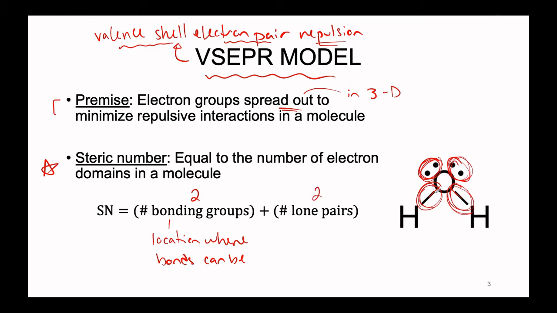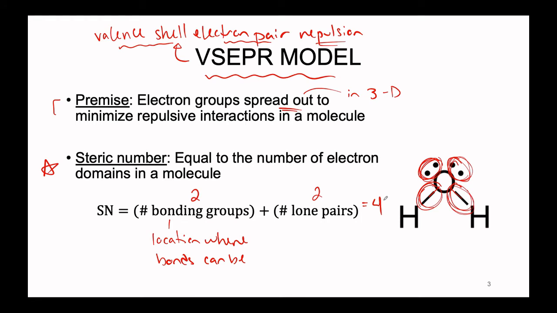So notice we're not counting individual electrons, we are counting pairs of electrons. When it comes to the bonding pairs, we're looking at where the electrons can be. We're just looking at pockets of electron density. So the number of bonding groups equal to 2 plus the number of lone pairs equal to 2 gives water a steric number equal to 4.